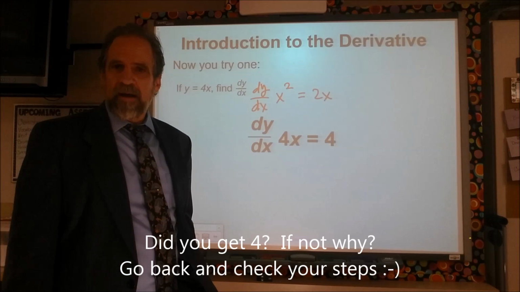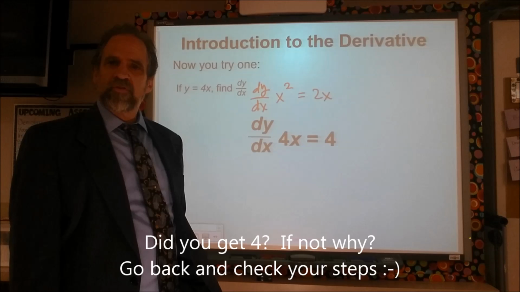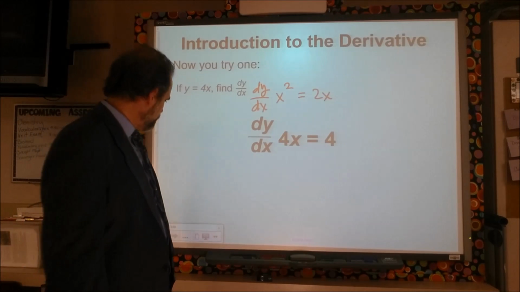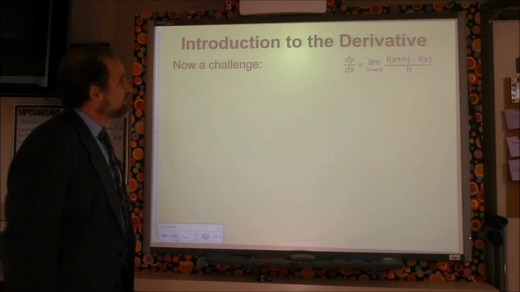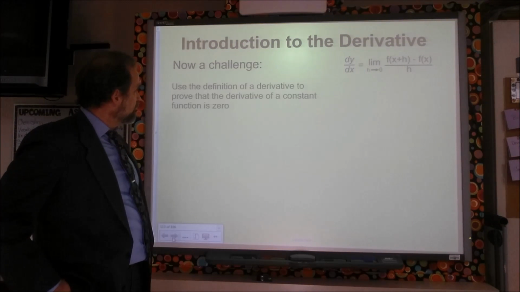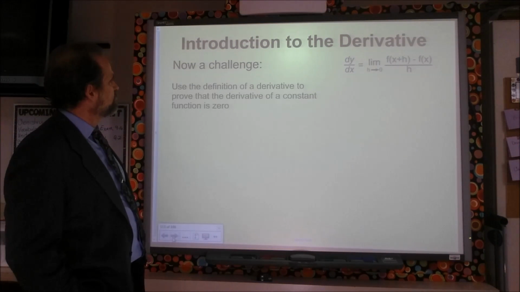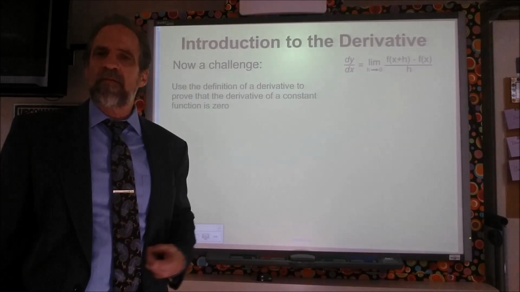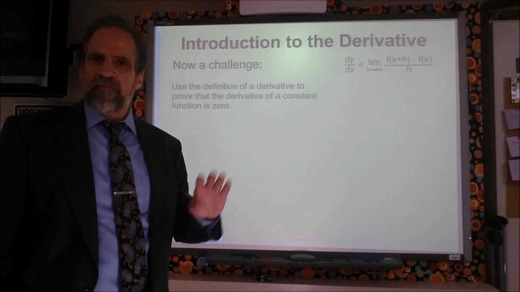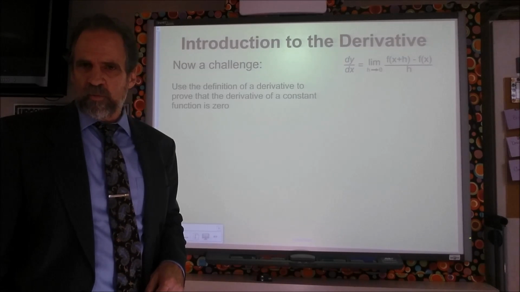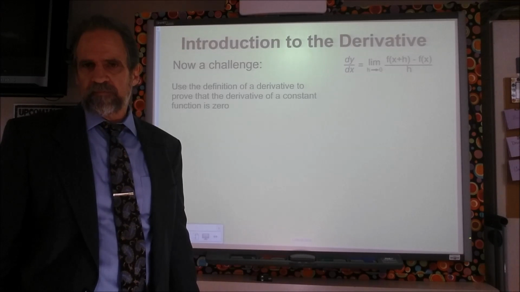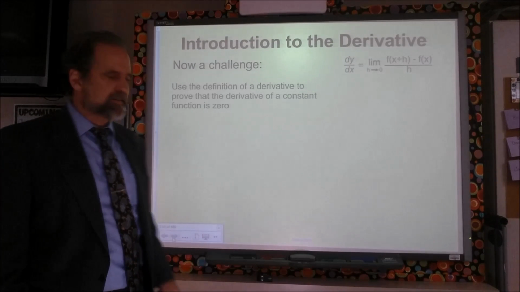All right, so you thought about it, and I just wonder if you saw anything. Now a challenge for you. Use the definition of derivative to prove that the derivative of a constant function is 0. So I'm proposing that the derivative of any constant is 0, and I'm asking you to use the derivative function to prove it. Okay, so let's plug it in and see.